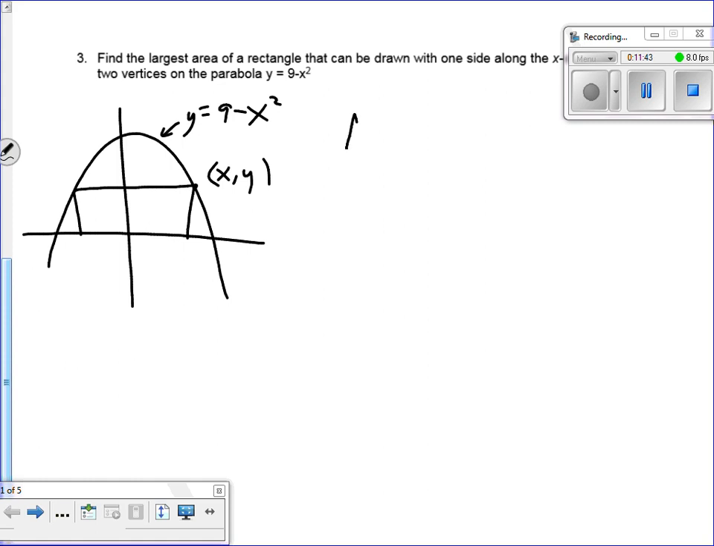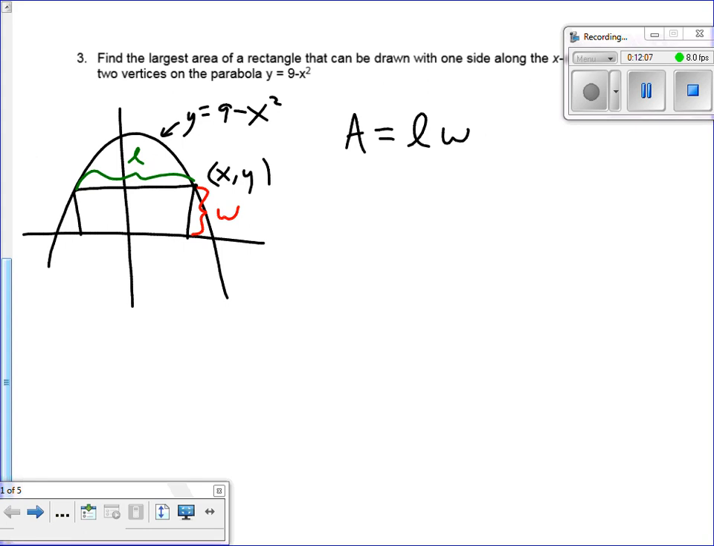So we're trying to maximize area. Once again, we need a formula for the area of this rectangle. I know area is length times width. You don't have to have this step, length times width, there. I just want you to see where I'm going to get everything from. So let's say I'm calling this the width, and I'm calling this dimension the length.